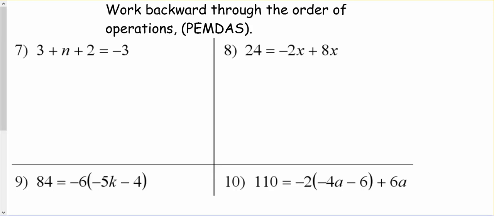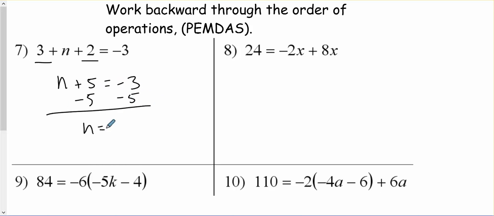When we have more than one step, we need to remember to work backwards through our order of operations. But first here, for example 7, we've got a 3 and a 2, so that's going to combine to make 5. So n plus 5 equals -3. What's happening to the n? It's being added by 5, so we're going to subtract 5, and we get n equals -8.